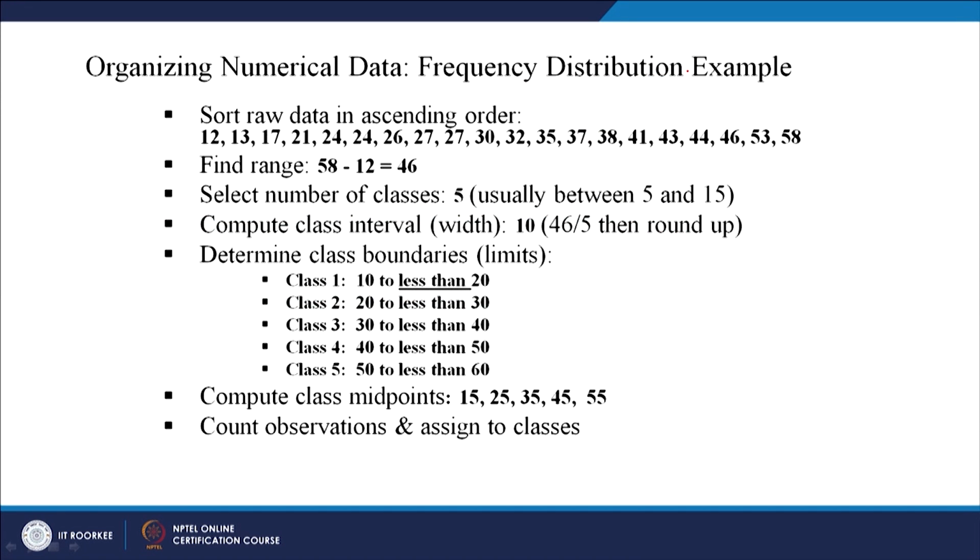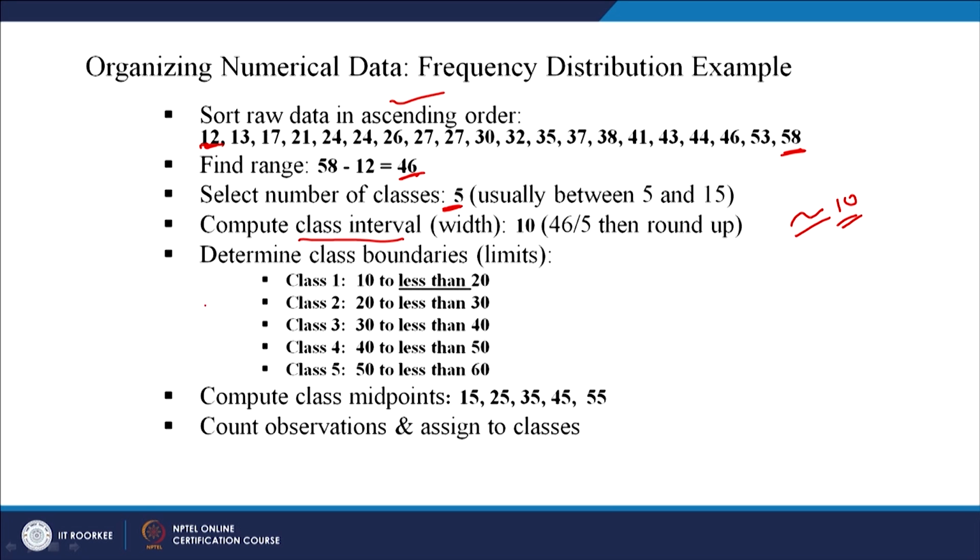First of all, arrange the data in ascending order. The smallest value is 12 and the highest is 58. This will help you in finding the range. So, the range is 46. Now, if you want to select the number of classes, let us select 5 classes for this particular example. Compute the class interval: 46 divided by 5 is approximately 10. So, the width of the class is 10.